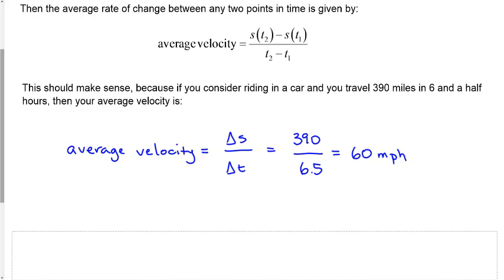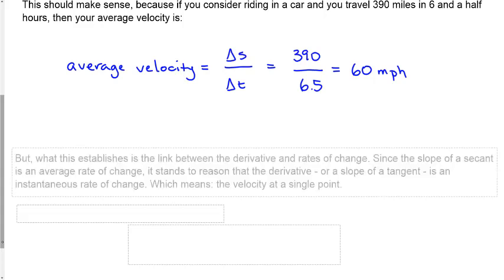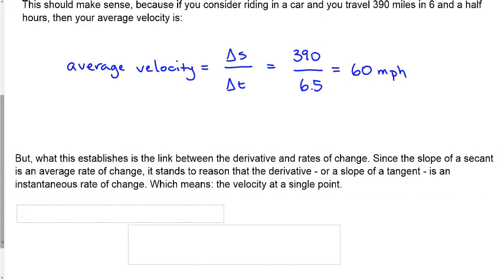So the slopes of secant lines can be thought of as average velocities. But that establishes a link between the derivative and rates of change. Since the slope of a secant is an average rate of change, it stands to reason that the derivative, which is the slope of a tangent, is an instantaneous rate of change, which means the velocity at a single point.